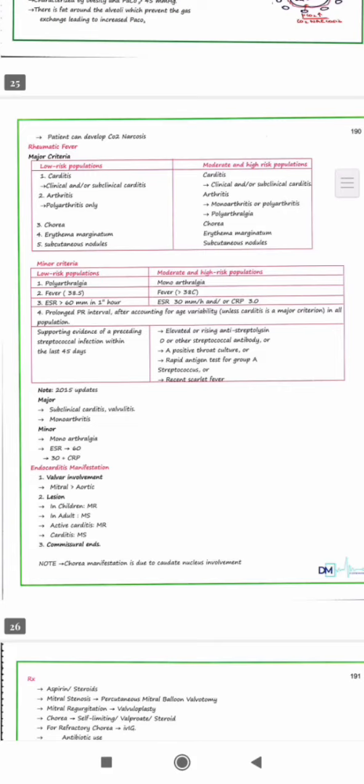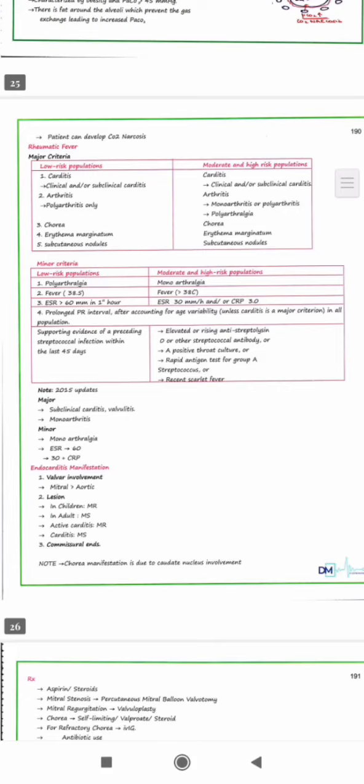So we have to remember the following images and diagrams for the minor and the major criteria, and the endocardial manifestations also. We have to remember the note point, that is, the chorea manifestation is basically due to the caudate nucleus involvement. Now in the next slide we're going to study the management.